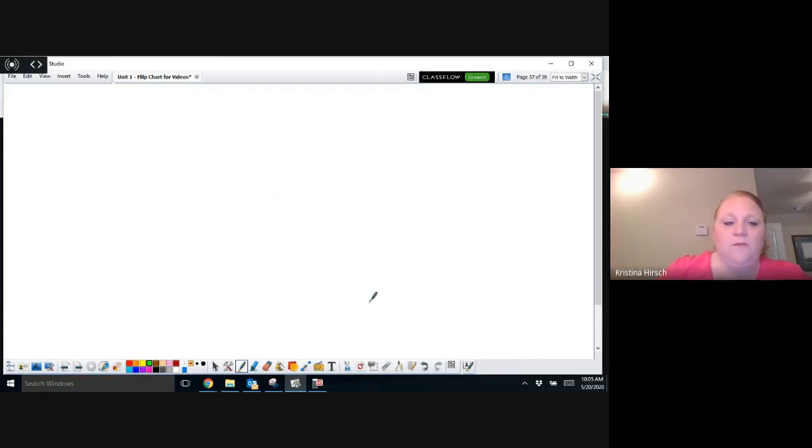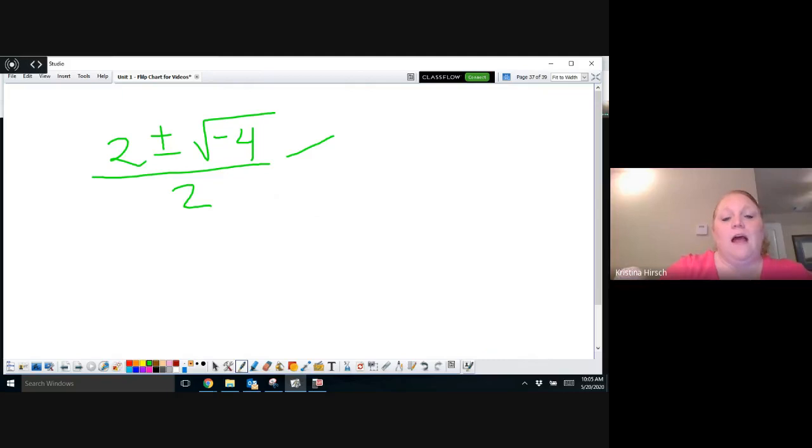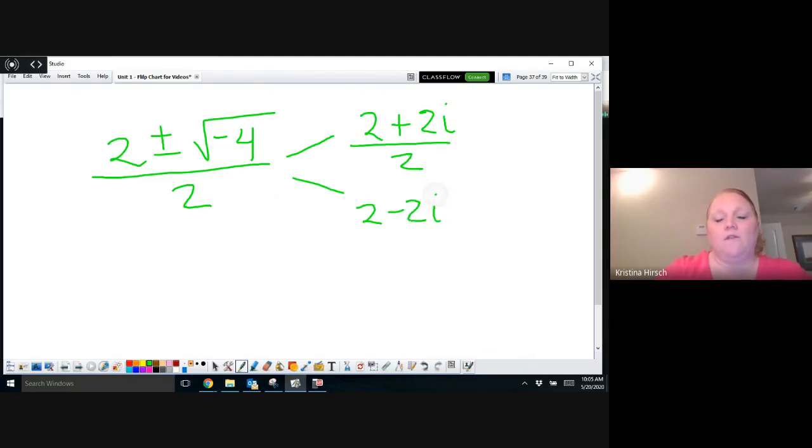All right, so if I had 2 plus or minus the square root of a negative 4 over 2, well, then I would have, remember, negative 4 under a radical would be technically 2i, right? So I would have 2 plus 2i over 2, and I would have 2 minus 2i over 2. All right, so this would end up, if I simplified everything, I would really have 1 plus i, and I would have 1 minus i.